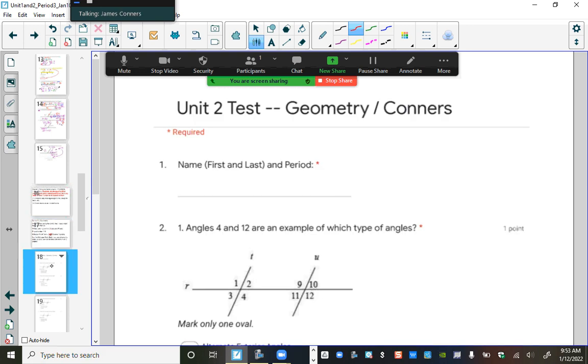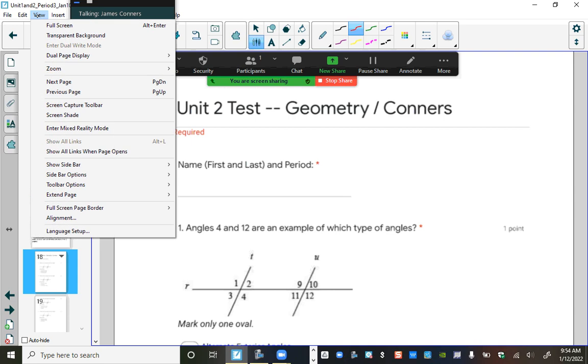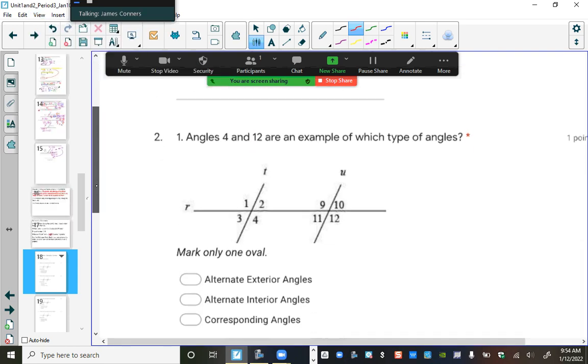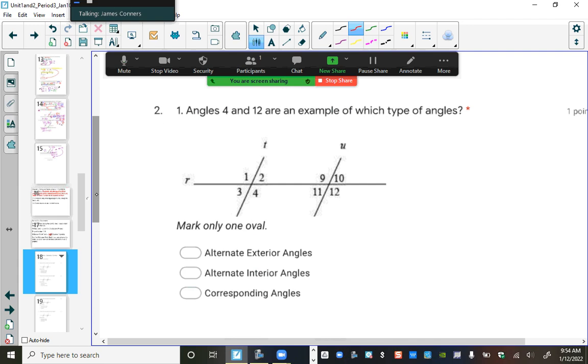Okay. We're going to start talking about some types of angles, angle relationships, angle measurements, and then relationships between angles that are between parallel lines. That's our goal for the majority of this period. All right. So for the first one, we have angles 4 and 12. What type of angles? Again, highlighters are important. If you need a highlighter, they're behind Andy.